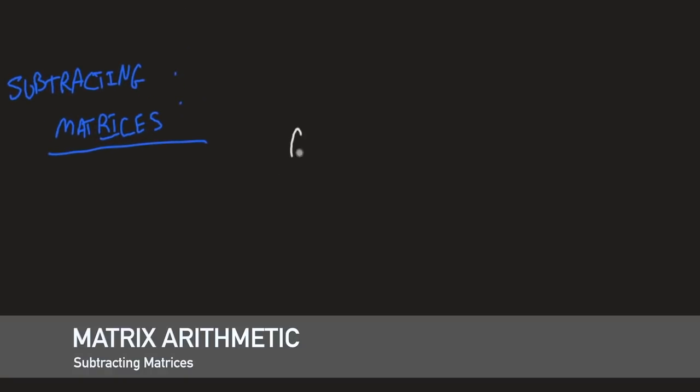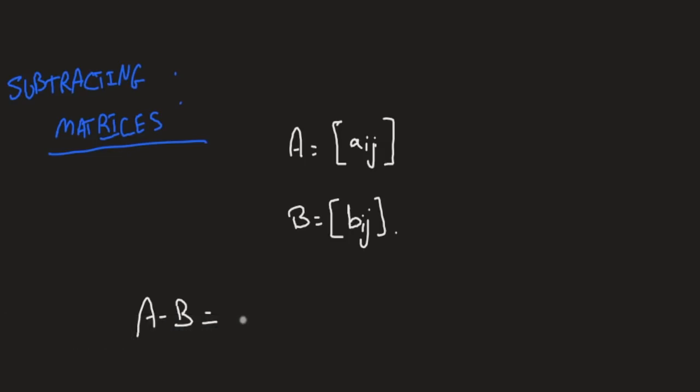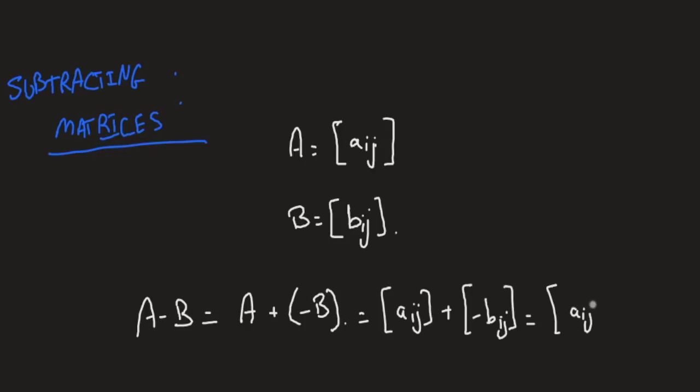So given two matrices A and B, then A minus B is defined as A plus minus B. So we're adding two matrices, A and the negation of B. That is aij plus minus bij. That is simply aij minus bij. So we're just subtracting the elements of A and B.